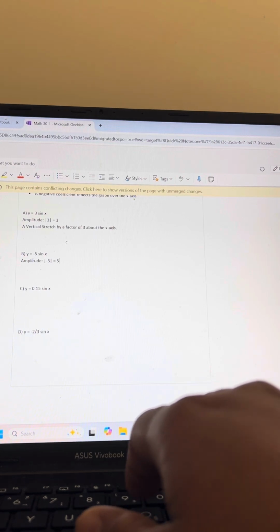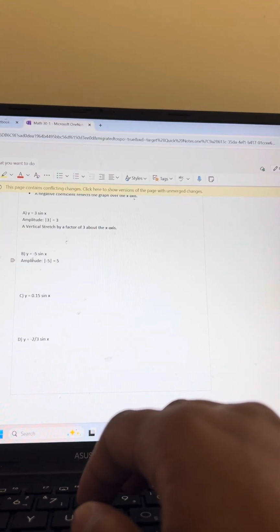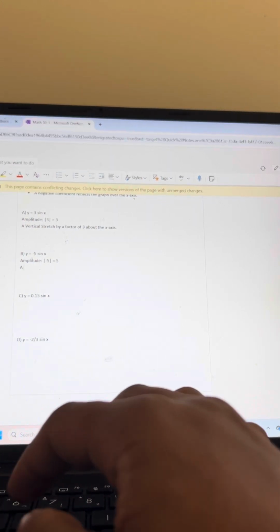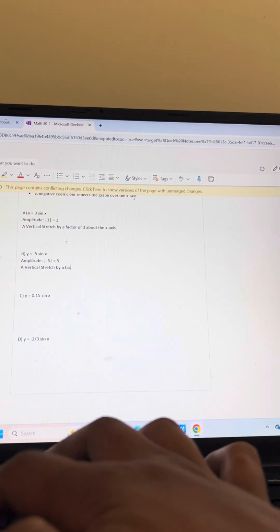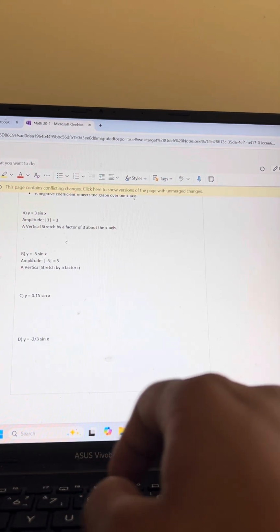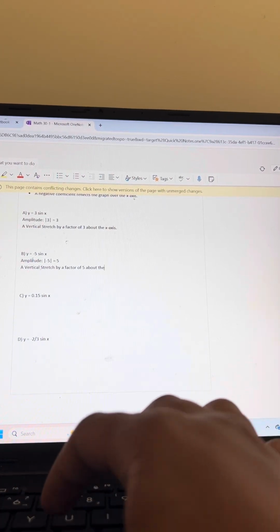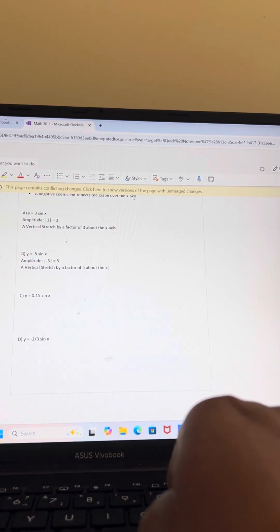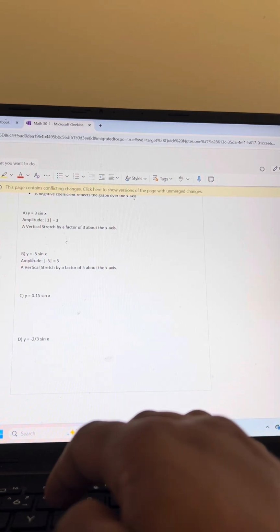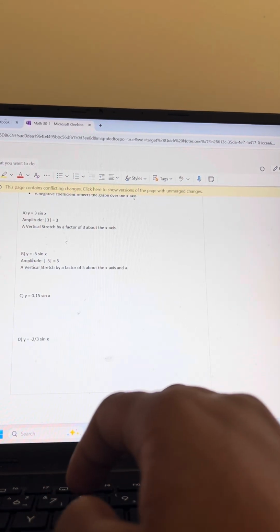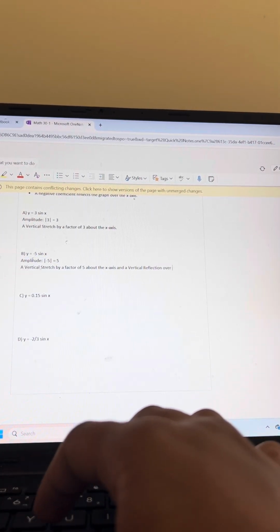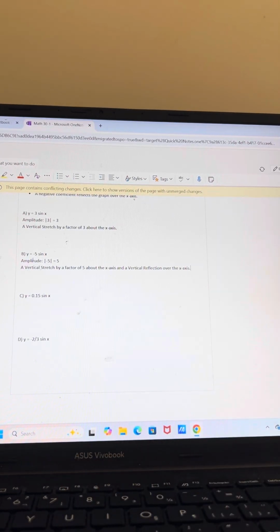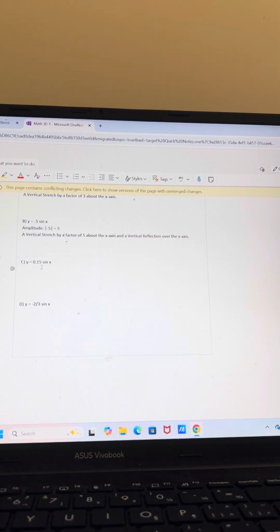That's it for A. Moving on to B here, the amplitude is the absolute value of -5, and this is going to equal 5. So we can say that this has a vertical stretch by a factor of 5 about the x-axis. This will also have a vertical reflection over the x-axis. And that's it for B.